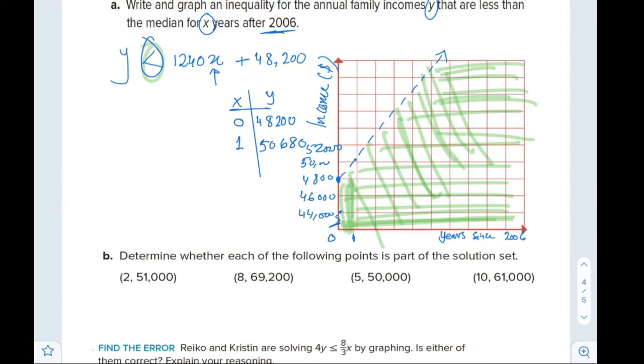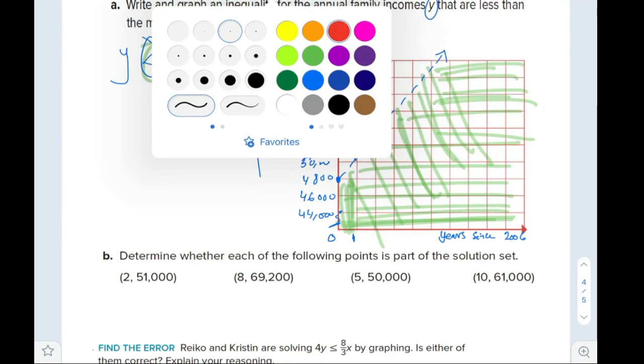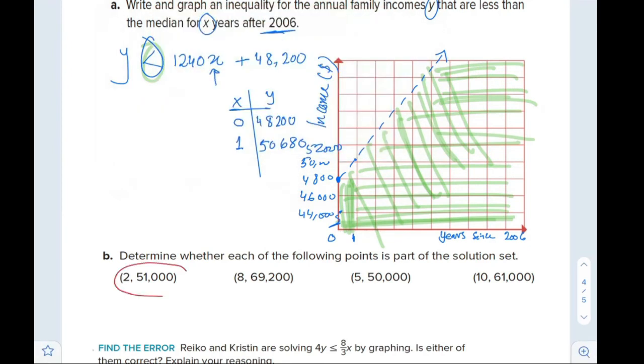Now, in part B, determine whether each of the following points is part of the solution set. How can we do that? We can use two ways, either algebraically or using the graph. If you want to use the graph, then check this point. Where is this point? (2, 51,000). So you go to 2 and 51,000.